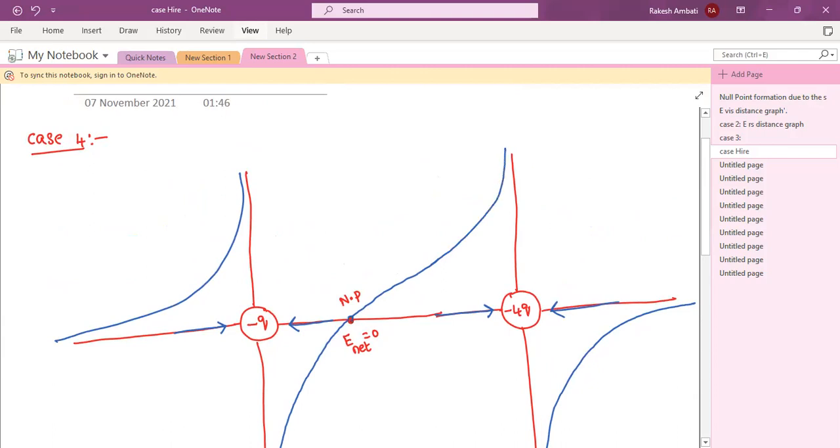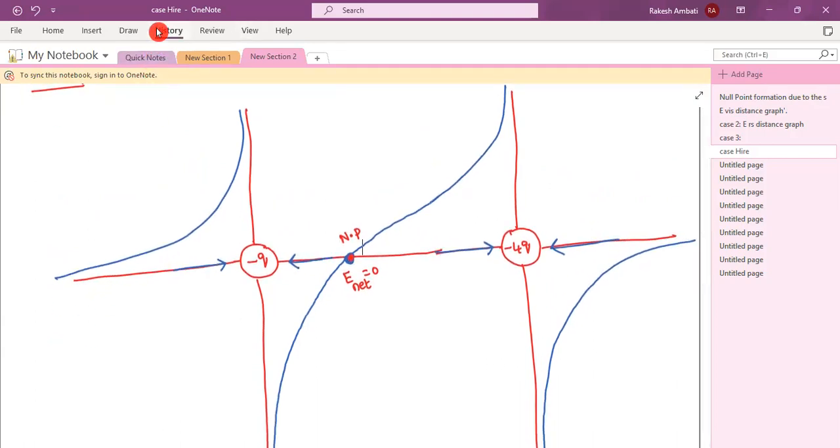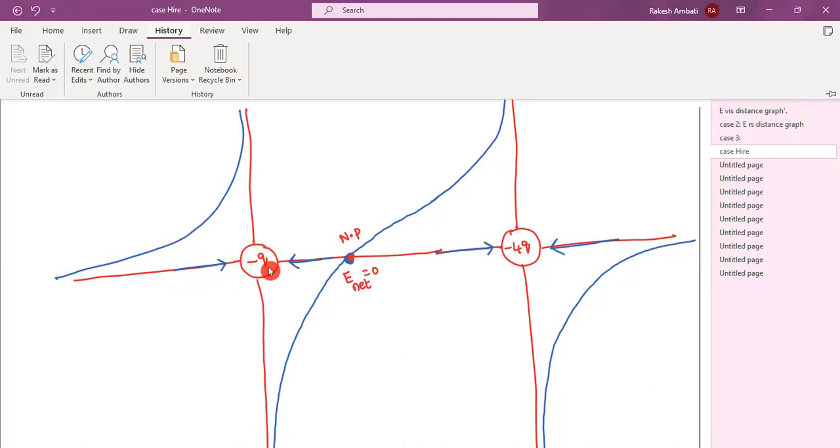So at the null point, the resultant electric field becomes 0. Okay, so listen once again. In the case of a negative charge, the electric field direction is towards the negative charge.